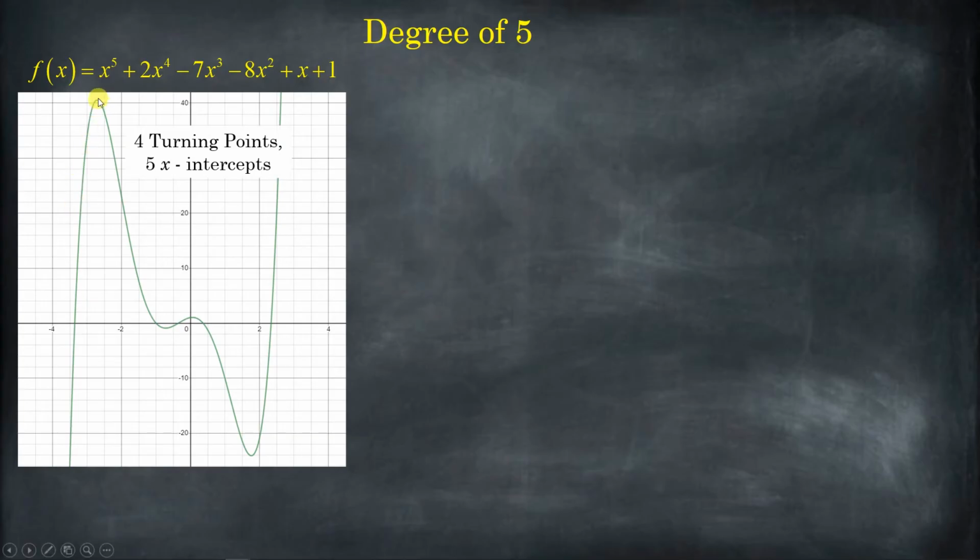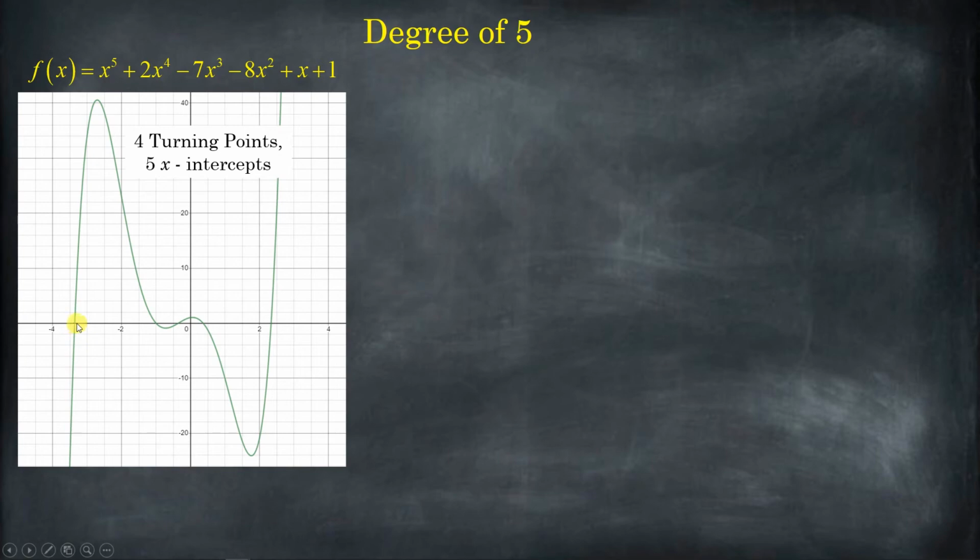We have 1 turning point here because it's going from increasing to decreasing. And then here, it's going from decreasing to increasing. Now we have a short interval here. Here it's increasing and then it's decreasing again. That's another turning point. And then we're going from decreasing and it turns around to increasing. So we have 4 of them.